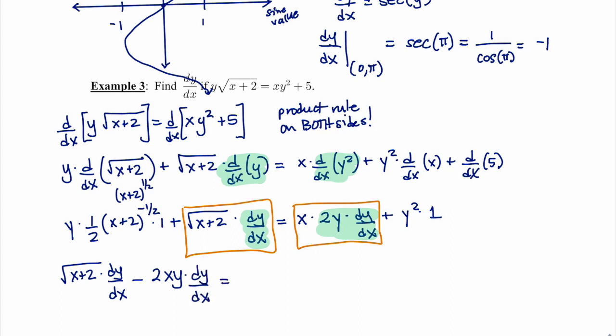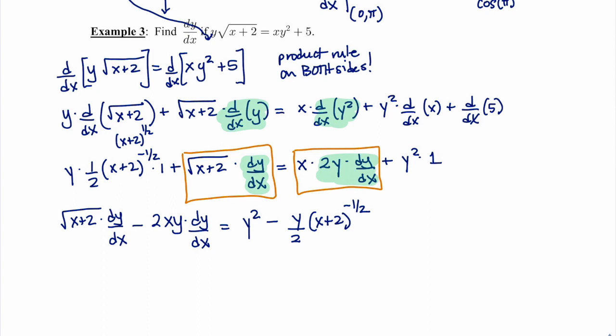And then on the right, I'm leaving the y squared where it is, but I'm subtracting the group on the left that had the y over 2 times x plus 2 to the negative 1/2. So I need to move that whole group. So now we have everything that has a dy dx on one side, everything that doesn't have a dy dx on the other. And then we can factor out dy dx.